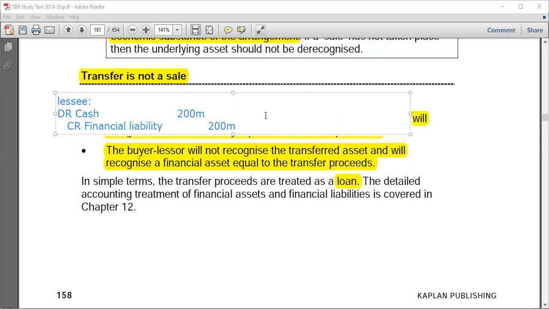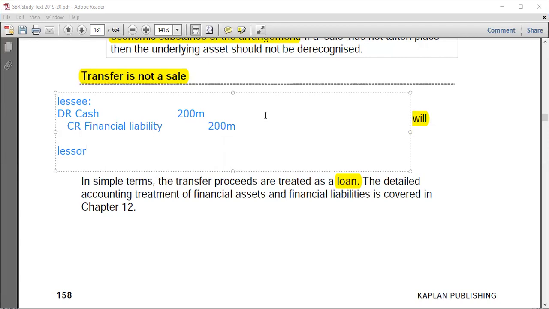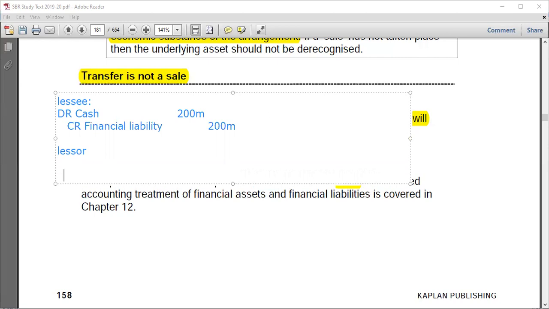Just like that. And then when we speak of the lessor now, the lessor actually gave out the money. It's like they financed the leasing. So the lessor gave out their money. So they credited their cash of the same amount, which is 200 million. And in turn, they are entitled to receive something from you. So they have in turn created another asset, that is a financial asset. All right, 200 million.